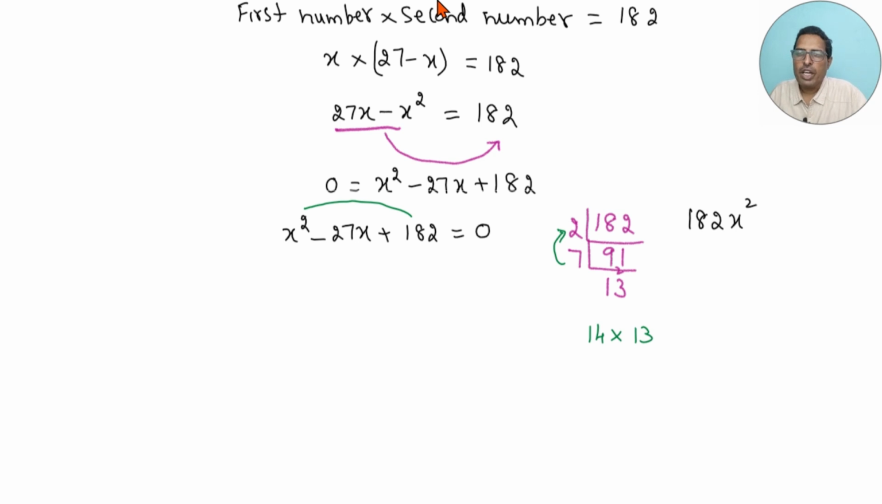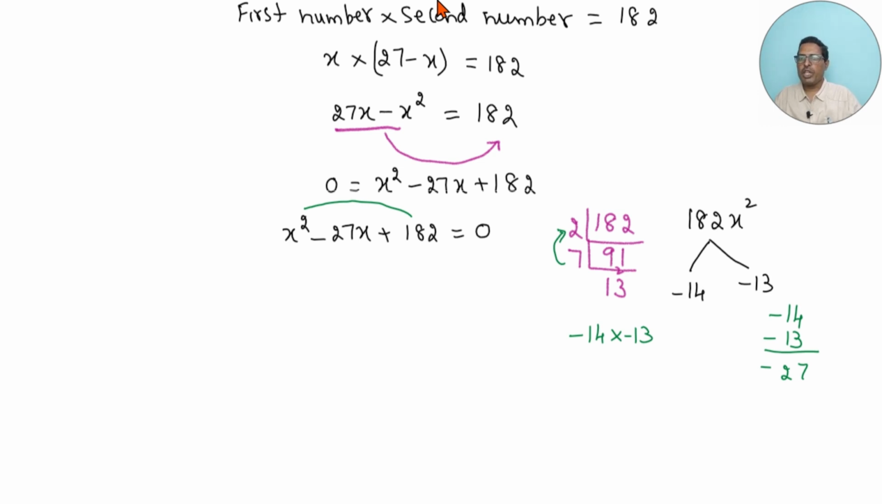But if you add or subtract, because negative sign is there, you have to take minus 14 minus 13. Let us check. Minus 14 minus 13. So 4 plus 3 is 7, 1 plus 1 is 2, with a negative sign. We are getting minus 27. So therefore we have chosen these two numbers. What are those two numbers? Minus 14 and minus 13.